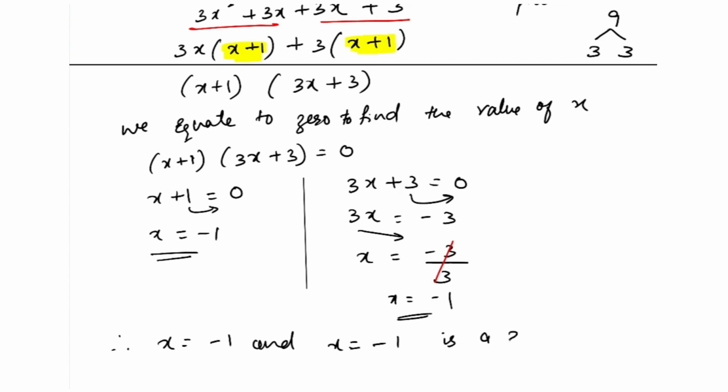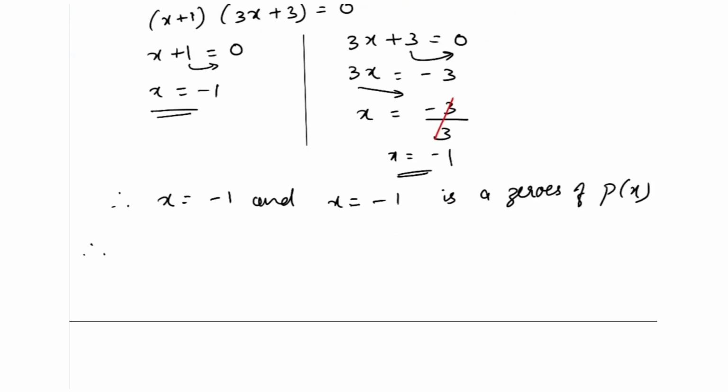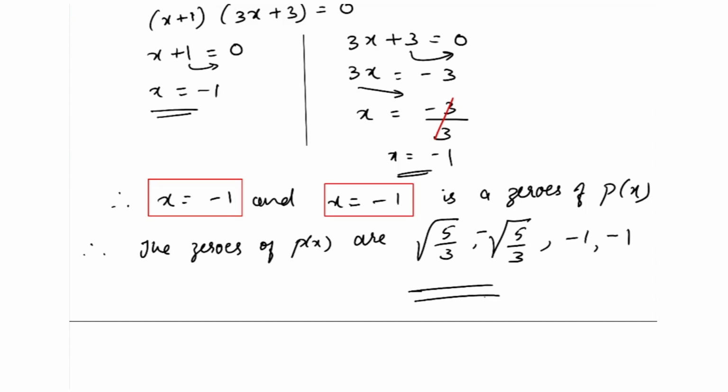These are the zeros of our given p of x. Therefore, finally we can conclude that the zeros of p of x are root of 5 by 3 and minus root of 5 by 3. These two zeros were already given in the question. Now we have found the other two new zeros here, that is minus 1 and minus 1. So this is our final solution.